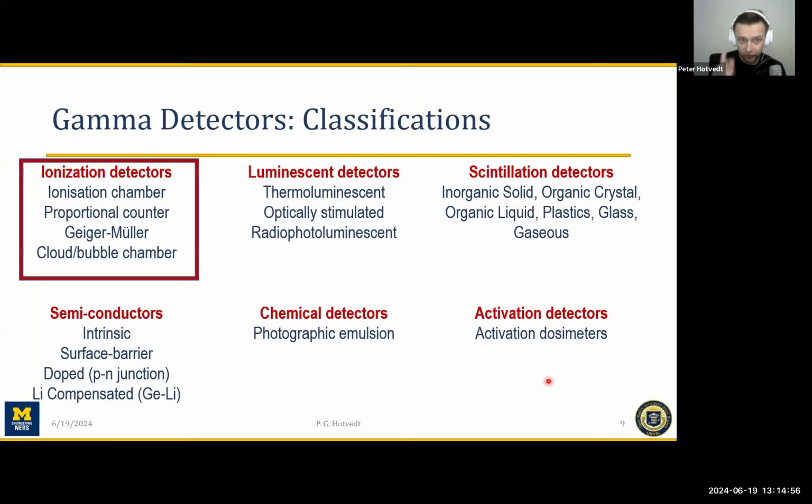So let's talk about ionization detectors first. How are scintillation detectors different from luminescent ones? We'll talk a little bit about that. The short is that scintillation detectors give off light, whereas these luminescent detectors are more optically stimulated. So light interacts with them more. That's the gist of it. We don't work too much with luminescent detectors, but they do exist.